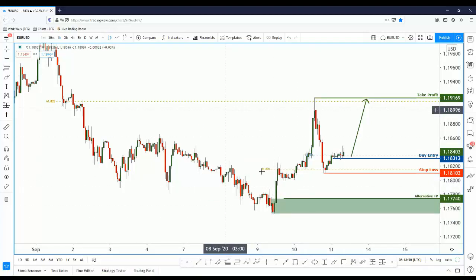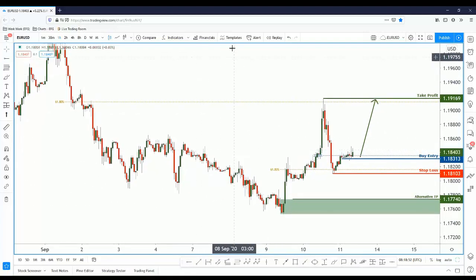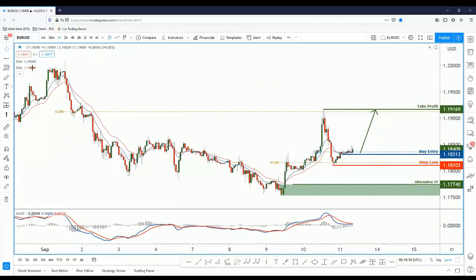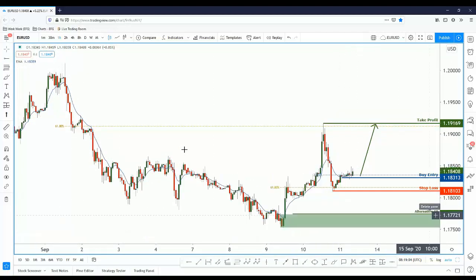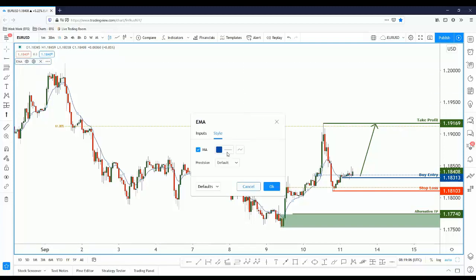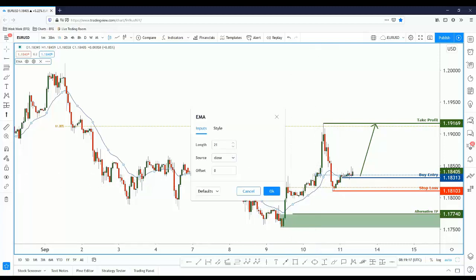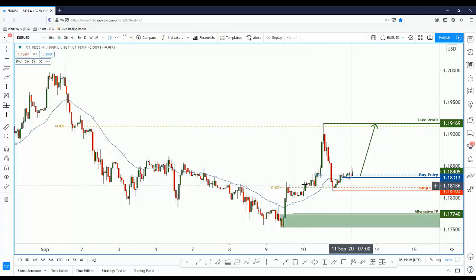So last but not least, we can also use indicators and just try to check how price is really moving. Of course, MACD doesn't show us anything. MACD is above 0, which means we are still in a bullish environment. Let's check the moving average. Price is above the moving average now. I can give it a bit more space by using a bigger number, which is less sensitive.